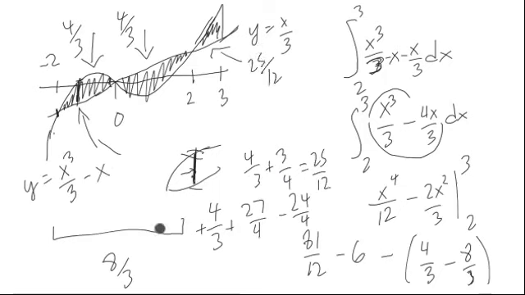Then we're going to take this 25/12 and add it to 8/3. So we have 8/3 plus 25/12. Multiply top and bottom of this fraction by 4 to get 32/12. And 32 plus 25 is 57/12, which reduces, if we divide top and bottom by 3, to 19/4, which is the correct answer right here for finding this area.